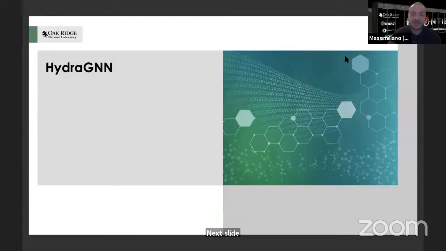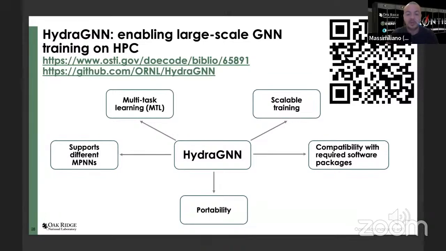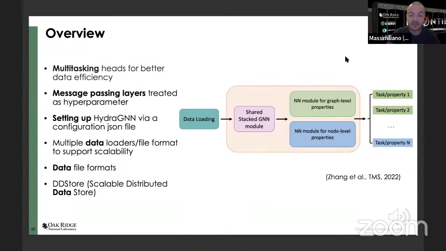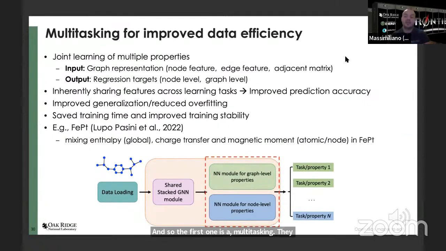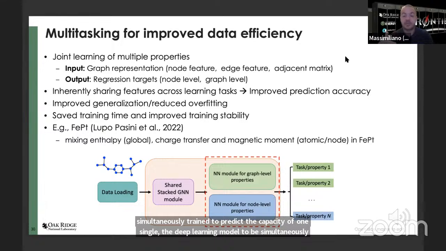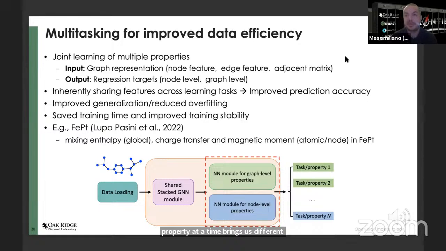Thank you, Zhong. Here and now I will dive more into the five core capabilities of HydraGNN that I mentioned before. And so the first one is multitasking. The multitasking, as I briefly mentioned earlier, is the capacity of one single deep learning model to be simultaneously trained to predict multiple properties of interest. And multitasking, with respect to single tasking, which requires creating many models, one predicting one property at a time, brings us different advantages to the table, both from the mathematical standpoint as well as from the computer science standpoint.